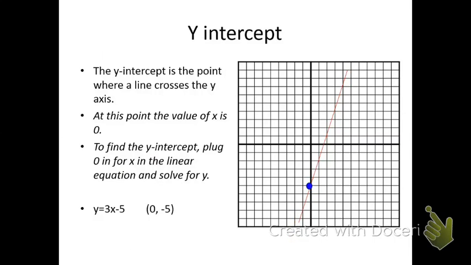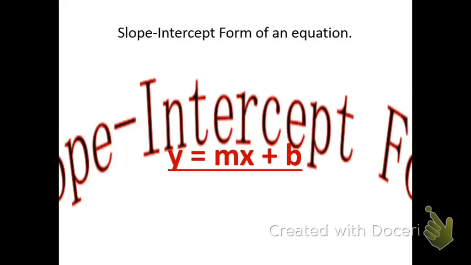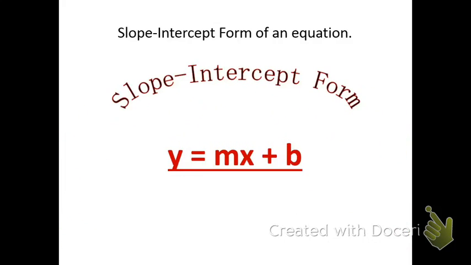Moving on. This is slope-intercept form of an equation. Slope-intercept form is y equals mx plus b. Get that written down. Slope-intercept form, y equals mx plus b.